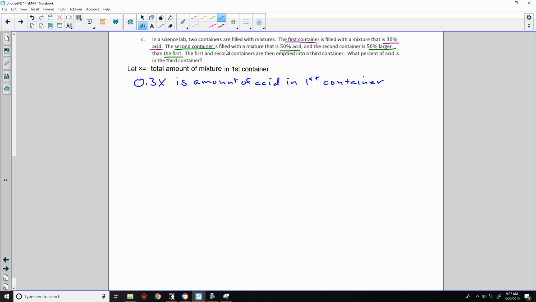All right, so 50% of the second container is acid, so it would be 0.5, 50% of the mixture plus 0.5x. Okay, so it says the second container is filled with a mixture that's 50% acid, and the second container is 50% larger than the first. So this is 100% the first container, and this is another 50%, or I could have just said 1.5x, but I'm just showing everything for now. Okay, that is the amount of acid in second container.